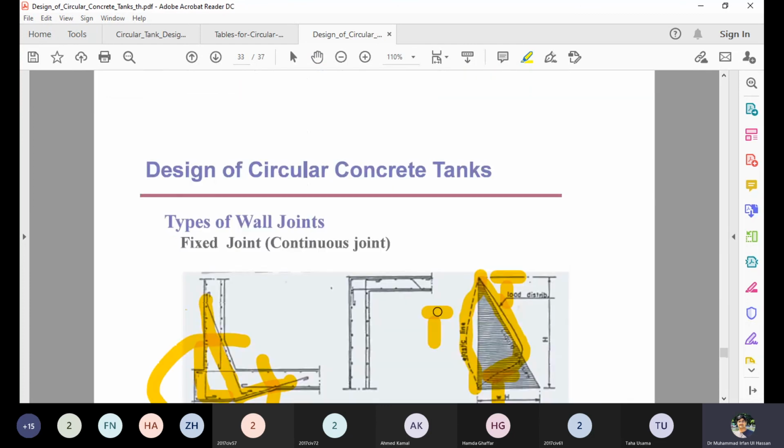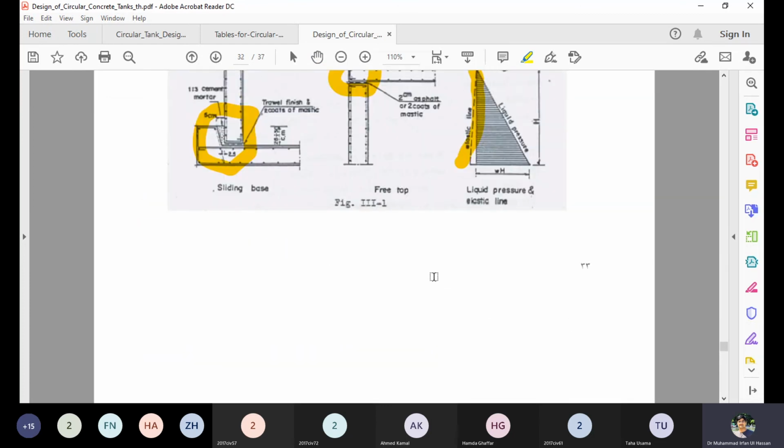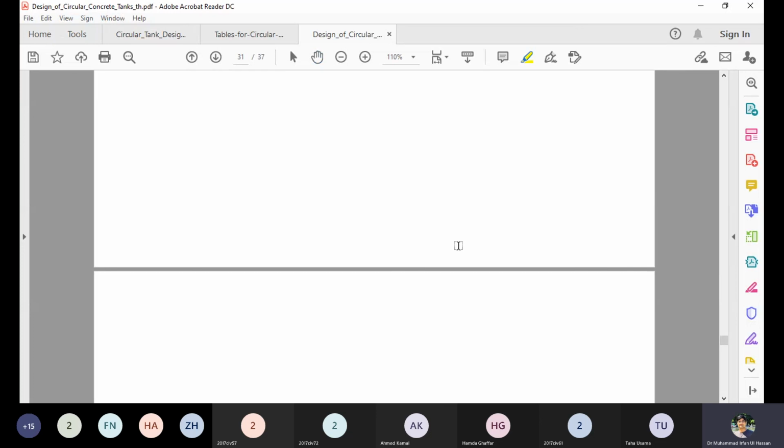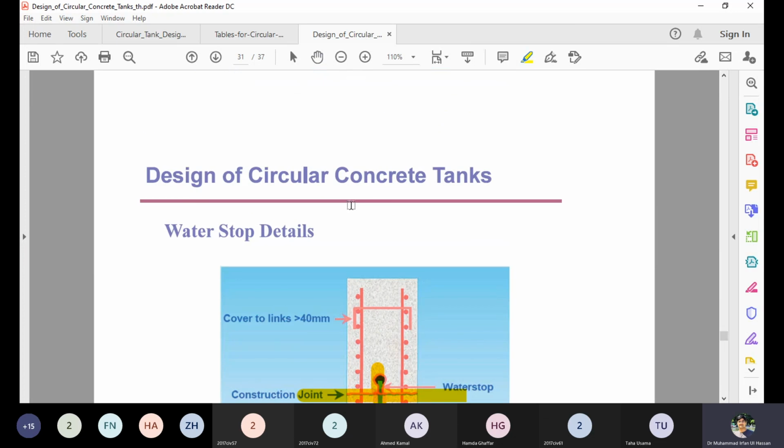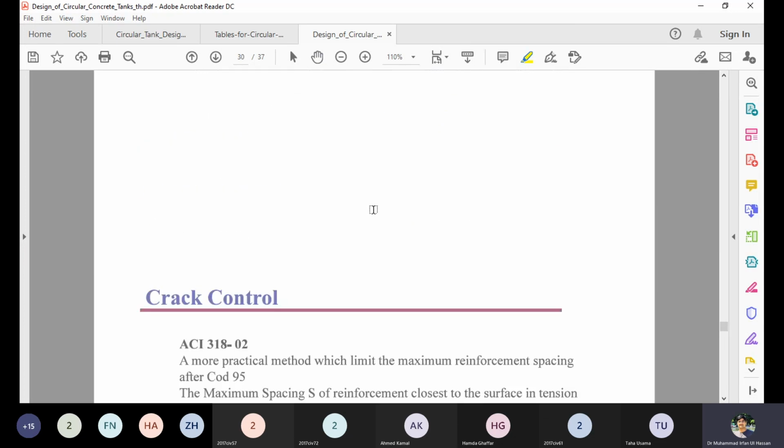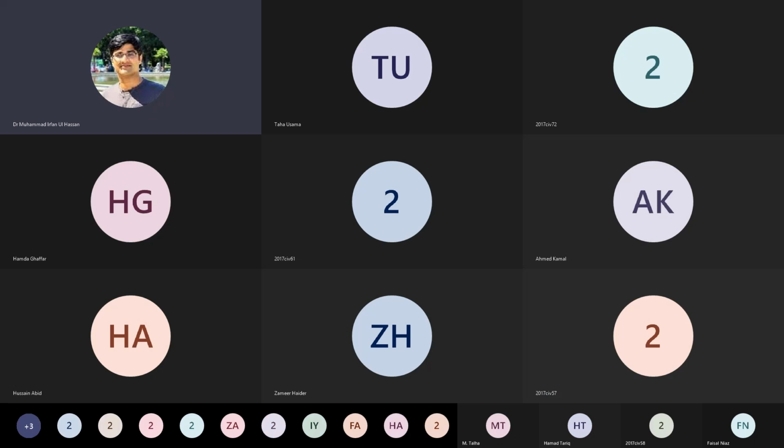If you have any questions regarding the problem of the tank, you can ask. It was really interesting and it's not difficult, because you just have to understand the concept of the tank: what is the hoop tension, what is the flexure tension, what is the effect of the bottom boundary conditions, and what are the critical loading effects. Then you are able to compute the forces and design the tank. So if you have any questions you can ask.